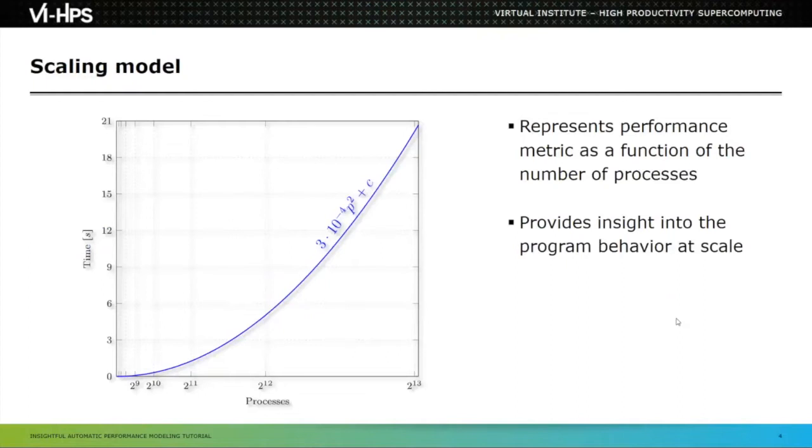So what we do with ExtraP is we create so-called scaling models. A scaling model represents a performance metric as a function of the number of processes, and provides insight into the program behavior at different scales. We can see that here in this plot. On the left side we have the runtime of a specific function, or the total program, let's say, and on the x-axis we have the number of processes. So our scaling model shows the runtime of the program as a function of the number of processes.